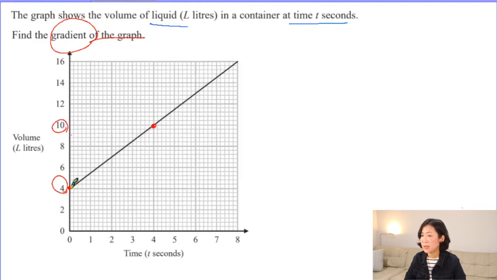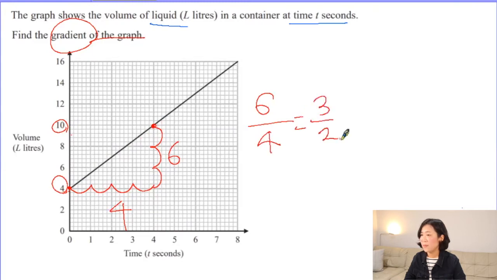That is simple, right? Then check how many spaces you move to the right. So 4 spaces to the right, and this time be careful because your y-axis is jumping in 2's. Counting 2's, it is 6 spaces up. So the change in y is 6, the change in x is 4. Simplified, that is 3 over 2, which is 1.5. That is your gradient.